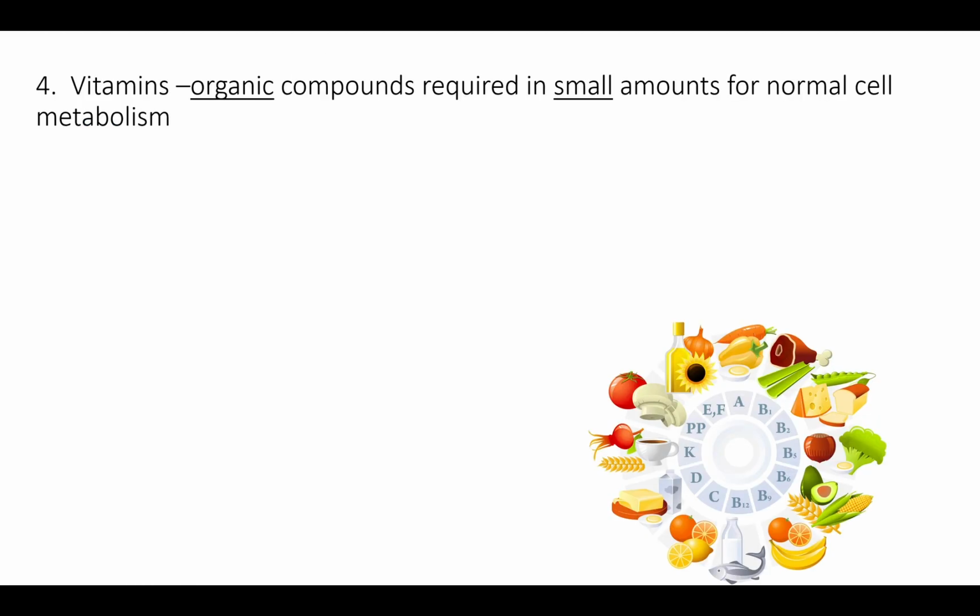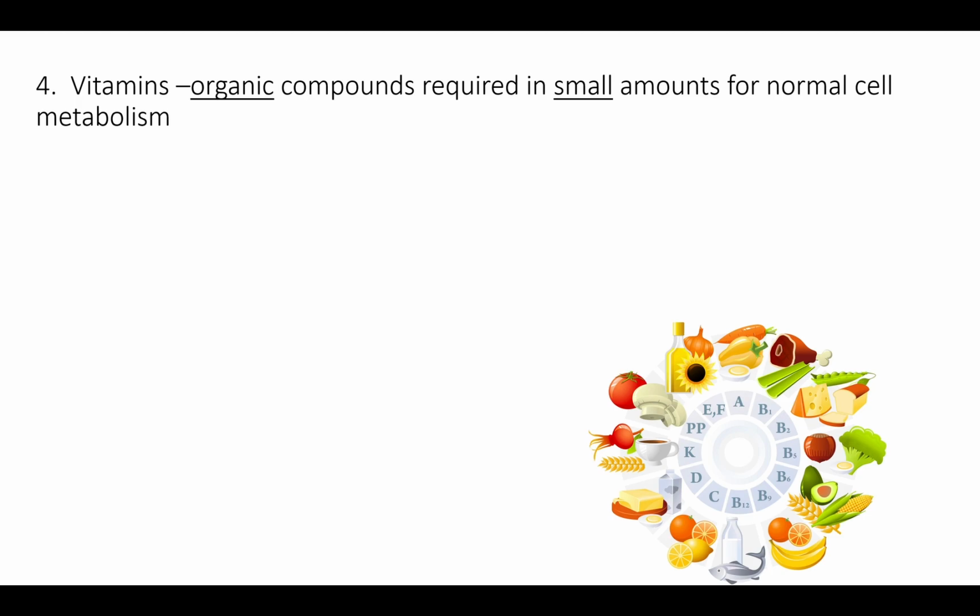Okay, let's look then at the micronutrients. This is the second page of your notes at the top. We mentioned those are things you need in small amounts, and examples are vitamins and minerals. Vitamins are organic compounds that are required in small amounts for normal cell metabolism. So you need vitamins, but these are organic. This is different from the minerals, which are inorganic.